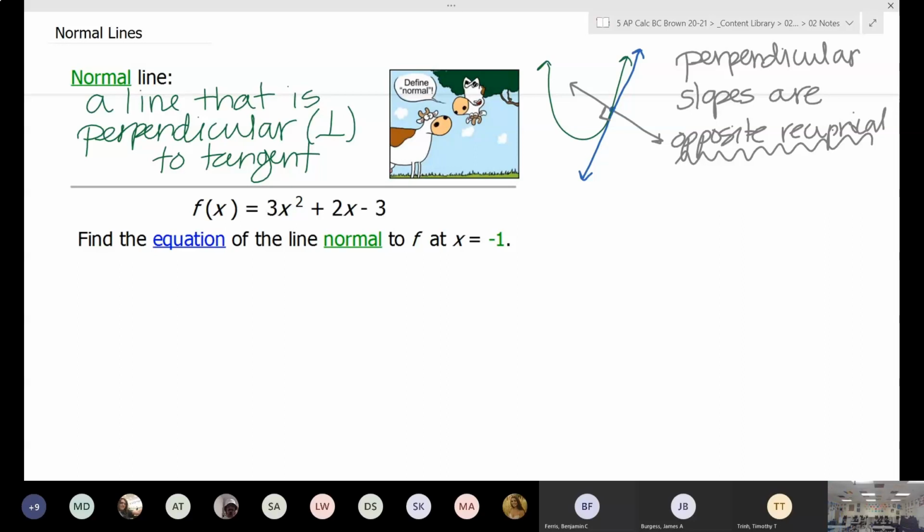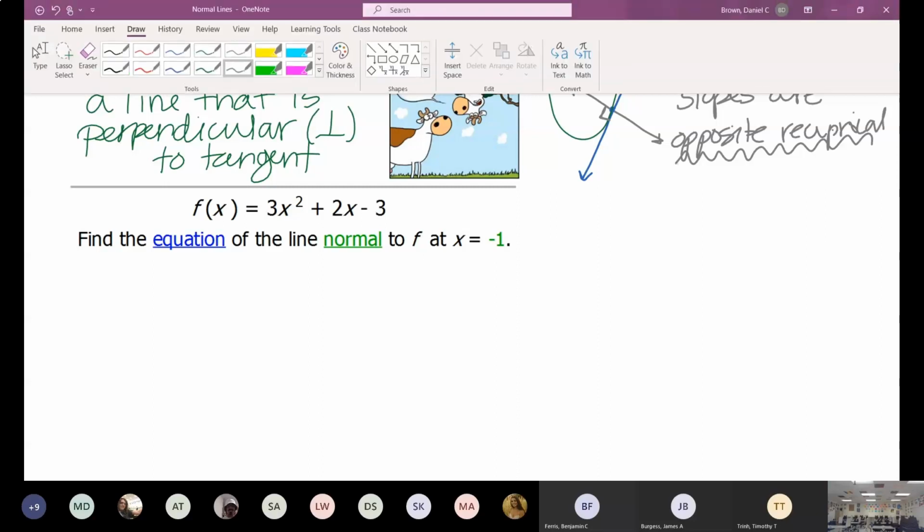The steps to find the equation of a normal line are basically the same as a tangent. You still need the derivative. You still need to plug in the value to find the tangent line's slope. Flip it and change the sign, and then plug it into your point slope form of the equation. So I have: find the equation of the line normal to f at x equals -1.